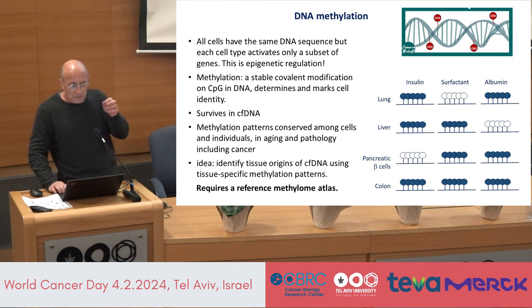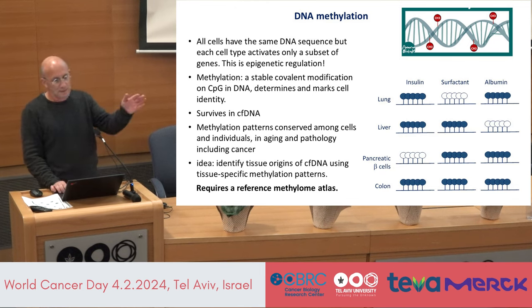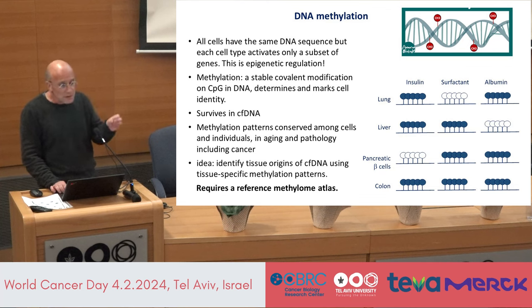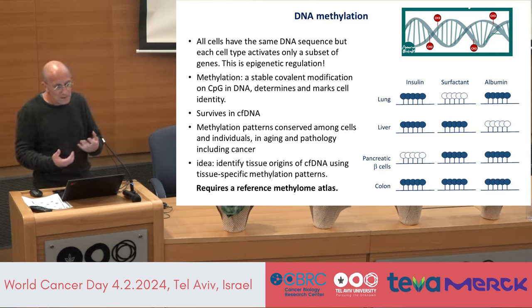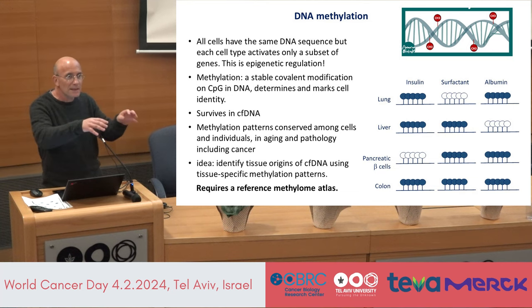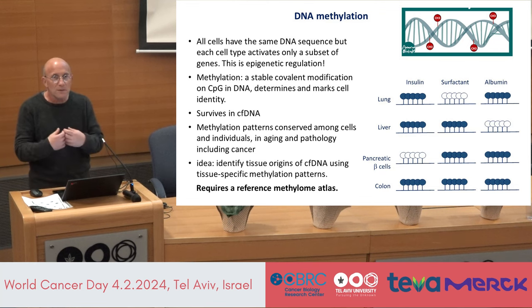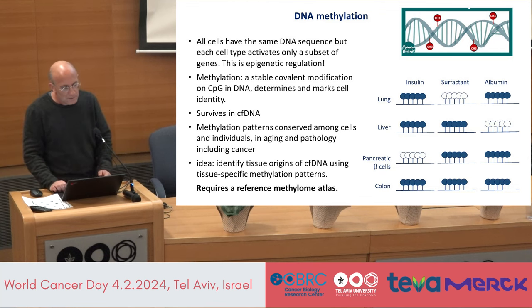But we have been focusing on DNA methylation. So, quick crash course. Of course, all cells in the body have the same DNA sequences, but each cell type, not tissue, not organ, but each cell type, activates only a subset of the genes. And the reason for that is epigenetics, and the deepest level of epigenetics is DNA methylation. So DNA methylation determines which genes will be silenced and which genes can be activated in a given tissue, but we're using that now as a biomarker, right?